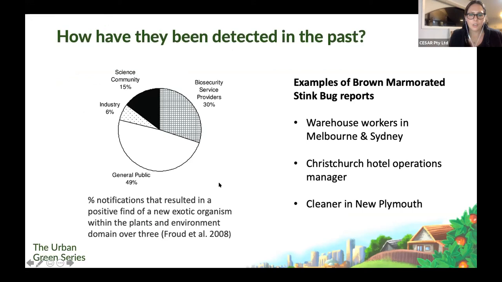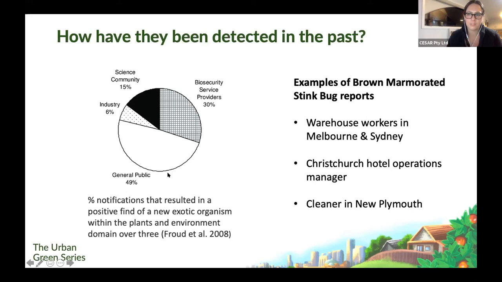So just taking some data from New Zealand here, this is from 2008, and I actually expect that this number would have gone up since then with their awareness activities. But at this point, 49% of all exotic plant pest detections were resulting from reports made by the general public. So that's actually a pretty huge proportion when you think about it.